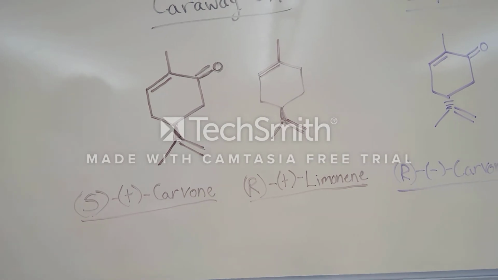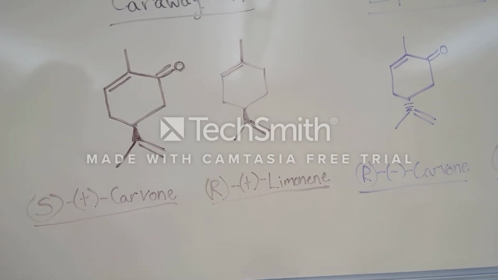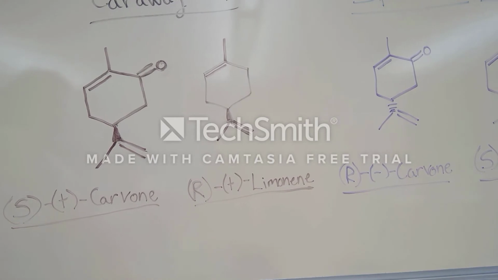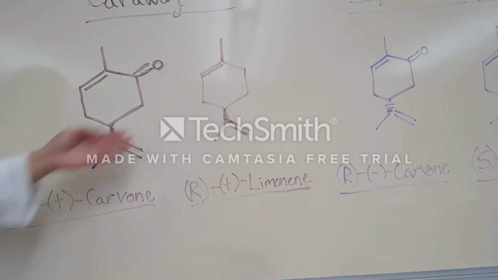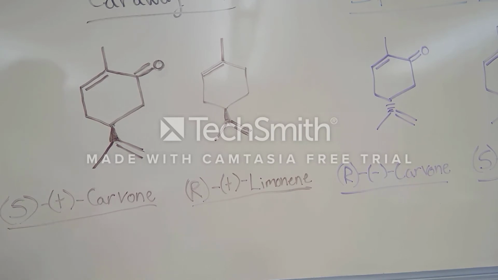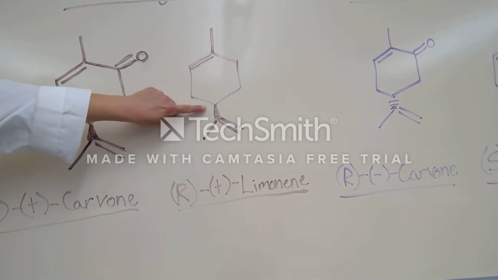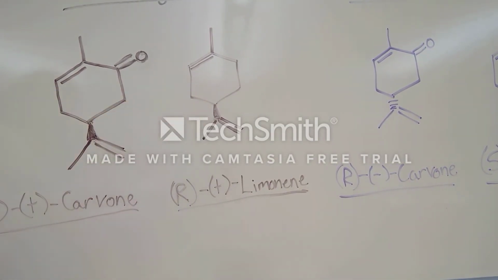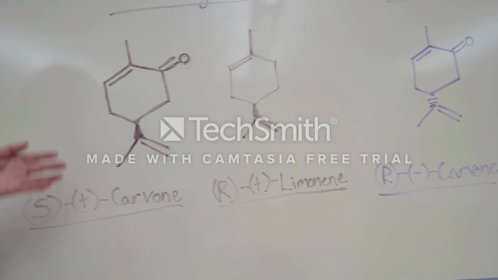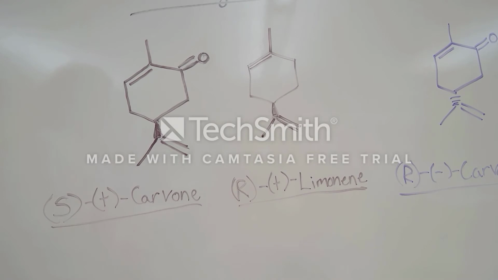For our second structure in caraway oil, we have R plus limonene. Limonene and carvone are extremely similar, but limonene is not a ketone. Limonene is just an alkene. But again, we see that we get a possible enantiomer. This is the R enantiomer of limonene, and at the chiral center, we see again the wedge symbol. All right, so these would be the two structures possibly separated in caraway oil.